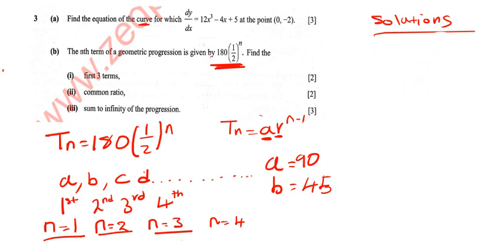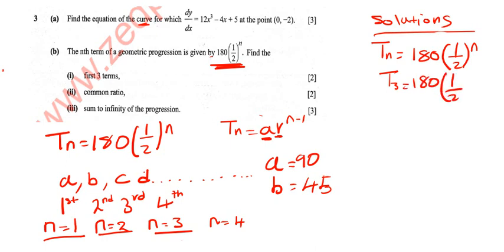Now here you say, for the third term, you just say tn is equals to 180 open bracket 1 over 2 to the power n. So now you know that the third term is defined by n is equals to 3. So you say t3 is equals to 180 open bracket 1 over 2 to the power 3.